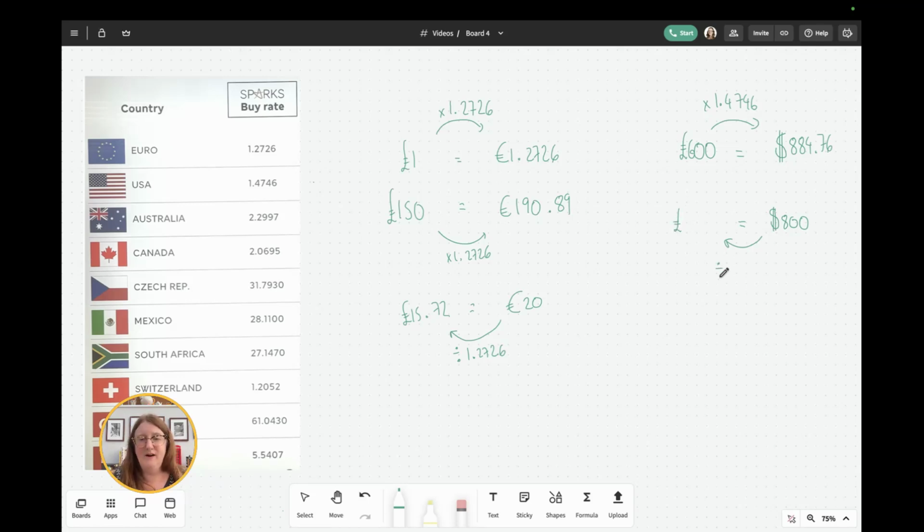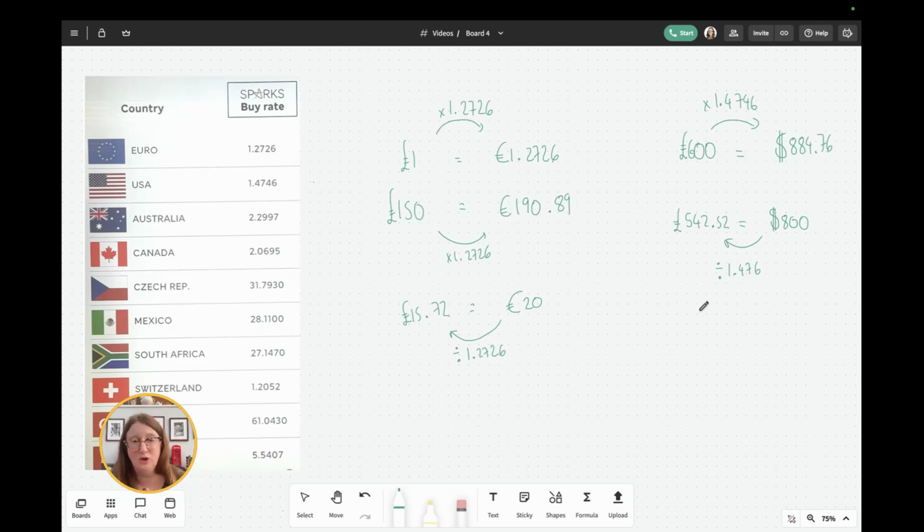So I'm going to divide by 1.4746. Now, again, putting that into the calculator, that gives me £542.52. If I convert £542.52, I will get $800 worth of money. That is our currency conversions.